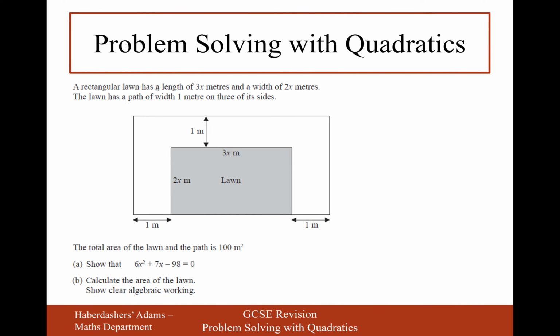Okay, so a rectangle lawn has length 3x and 2x on the lengths and widths. The lawn has a path of 1 metre on 3 sides, so a path around the side, around the left, top and right hand side. The total area of the lawn and the path is 100 metres squared. Show that 6x squared, and so on.